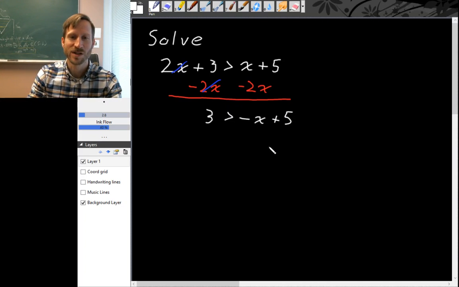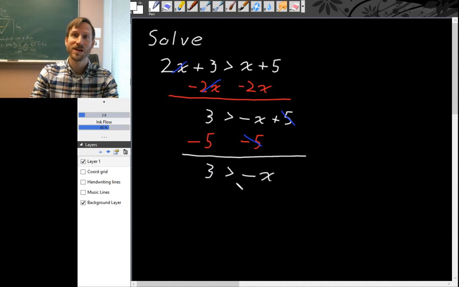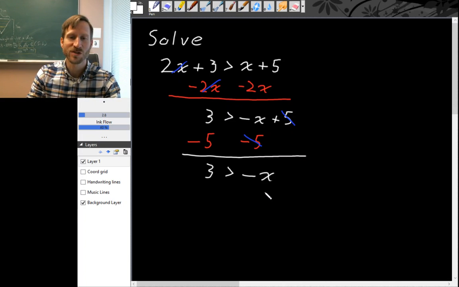Okay, now we need to choose our next move. To isolate the x, let's subtract 5 from both sides. On the right-hand side, the 5's are going to cancel, so the right-hand side is going to be negative x. And on the left-hand side is just 3. So now we have 3 is greater than negative x. And for our final move here, we're going to divide both sides by negative 1.